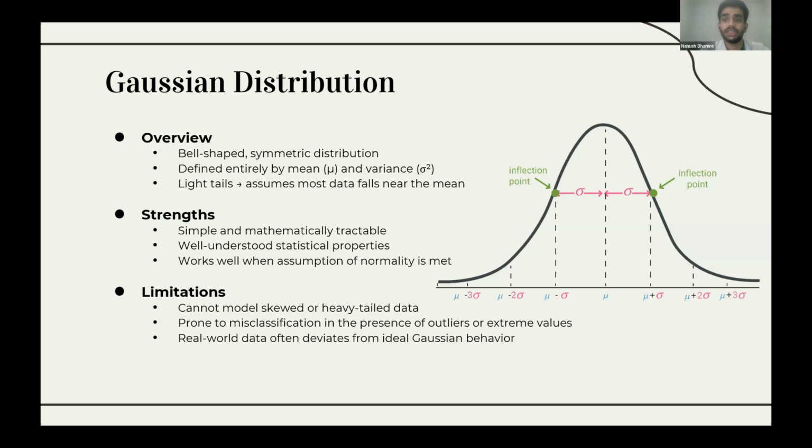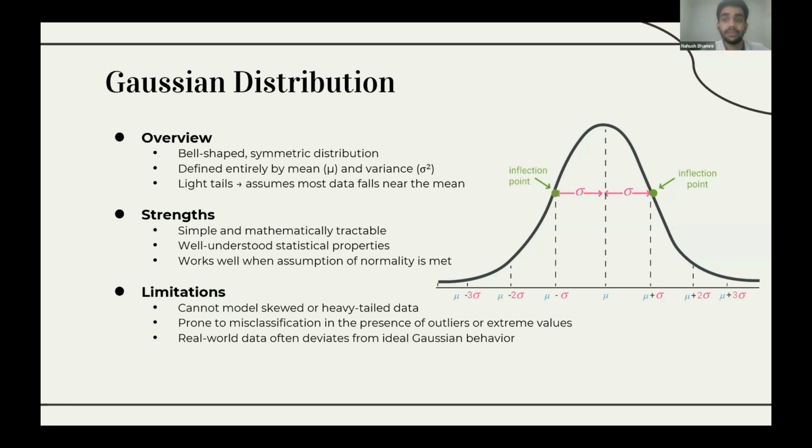The strengths of the Gaussian distribution lie in its mathematical simplicity and the fact that many natural phenomena approximate a normal distribution under the central limit theorem. Its well-established statistical properties make it very tractable for inference and modeling, which is why it is the default assumption in many classical machine learning algorithms, such as the Gaussian naive Bayes or linear discriminant analysis. It is also used in some activation functions and other components in neural networks.